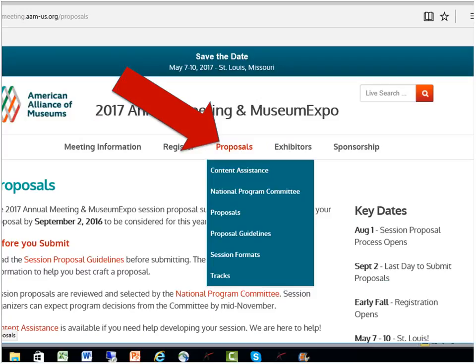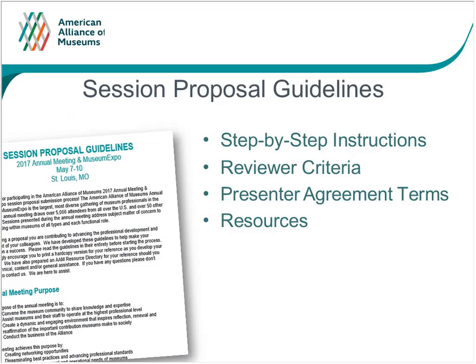You can find out more information about the National Program Committee and who's on it and what their review criteria is. You can learn more about proposals themselves and the proposal guidelines. You can learn more about the various session formats and the various session tracks that will be at the annual meeting. A word about the session proposal guidelines. I encourage you to read them before and during your session proposal process. They include step-by-step instructions, the reviewer criteria, presenter agreement terms, and other resources that'll be very important for you as you think about your session and submit a proposal.